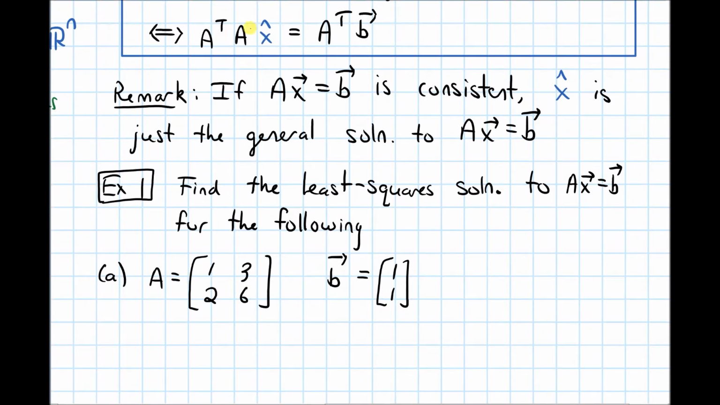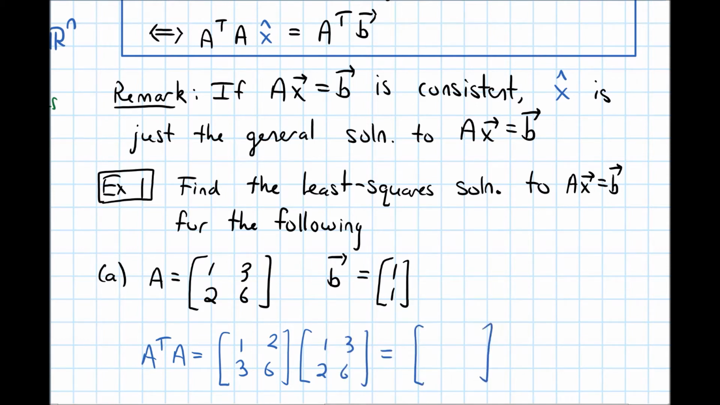To do that, we're going to form both sides of our normal equations. I first need to figure out what A transpose times A is. A transpose will be, the first row becomes the first column, 1, 3. The second row becomes the second column, 2, 6. Then we multiply that by A, which is 1, 3, 2, 6, and multiply this out. I'm going to do this quickly because it's just computation. We get 5, 15, 15, and 45.